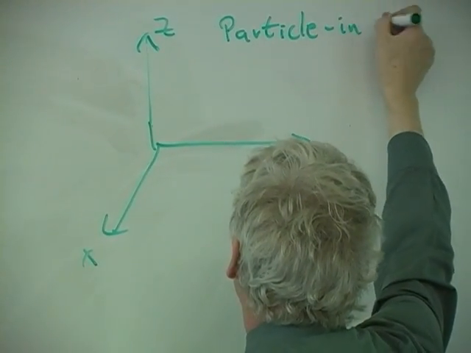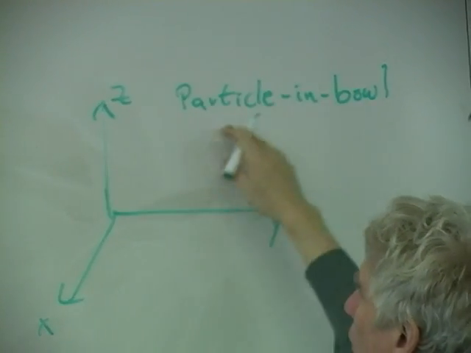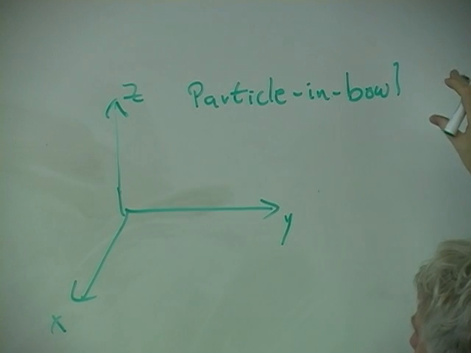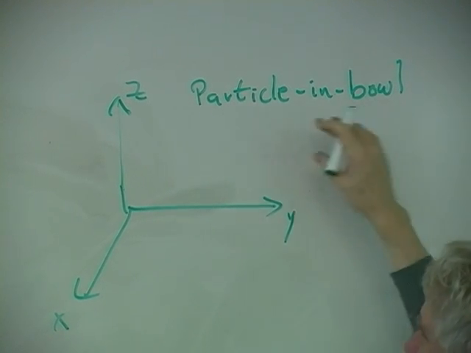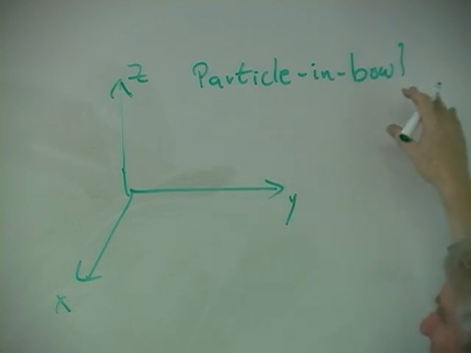Particle in bowl. The particle is a stand-in for a point. The bowl is a stand-in for a potential. The trajectory is the path of the point in the potential.